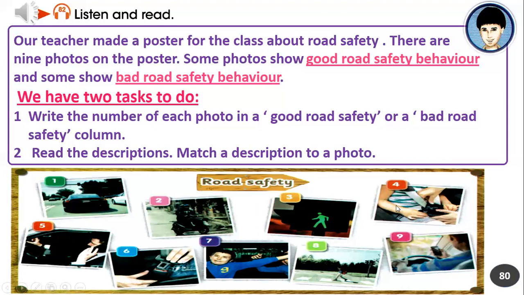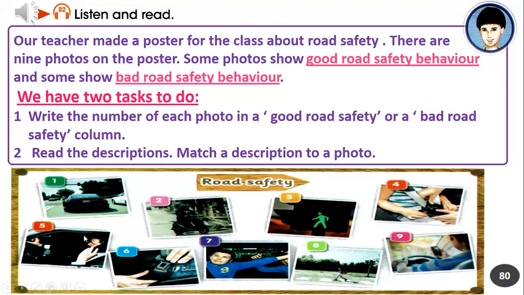Number four, you can see a young boy in a car seat and his mother is putting on the seatbelt. And this is good road safety behavior. So number one, number two, number three, and number four, these pictures show good road safety behavior.